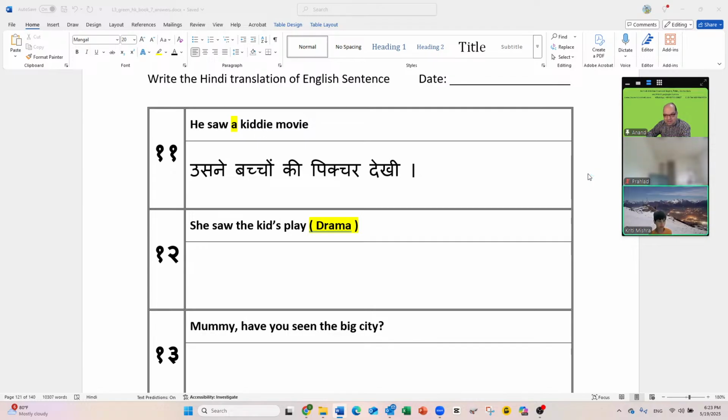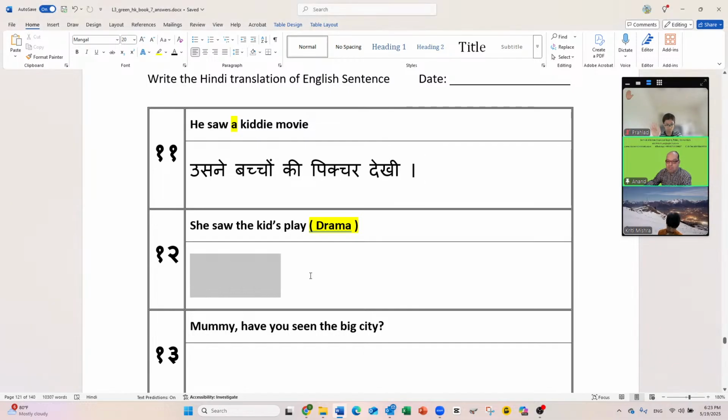उसने बच्चे के नाटक. What is the gender of kids, since it's both? Whenever it's both, you always assume male. When something is both, you assume male. उसने बच्चों के नाटक देखा है. Yeah, but here the object is natak. It is not bache. So you have to talk about the gender of natak, which happens to be male. So you'll say उसने बच्चों का नाटक देखा है.